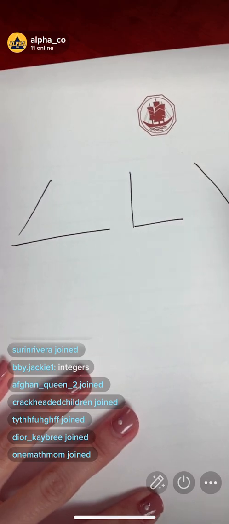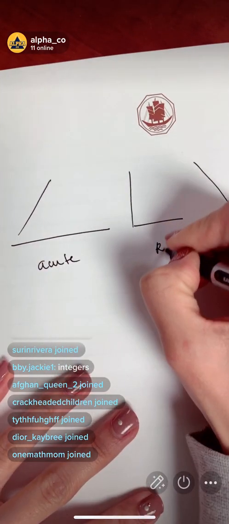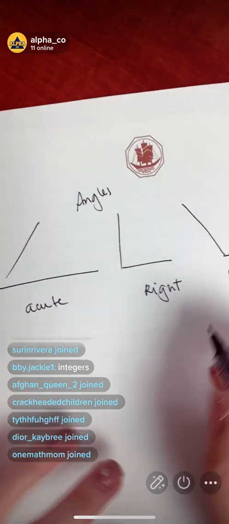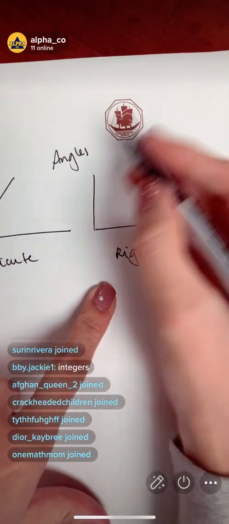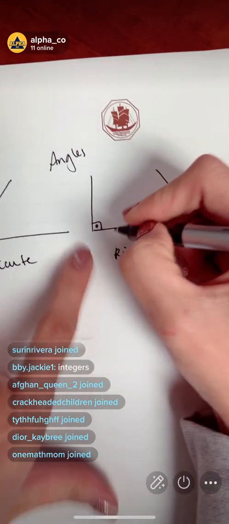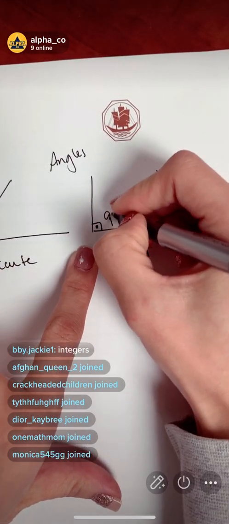Obtuse, right? This is acute and this is the right angle. So these are all the angles here. The right angle will be 90 degrees. Okay, so if you see a sign like this, it will be 90 degrees.